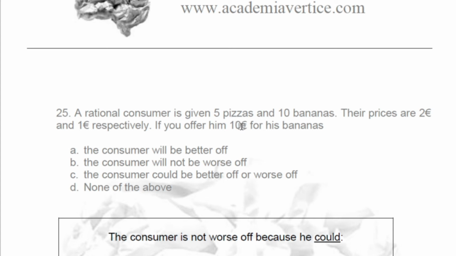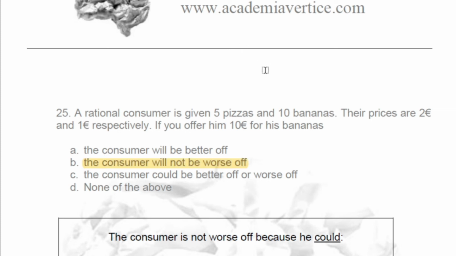But suppose that the consumer likes bananas a lot. If he is offered 10 euros for his bananas, he will say, okay, no, I don't want that money. So the consumer would be equally happy. So be careful. The consumer will not be worse off. And this is the correct answer.